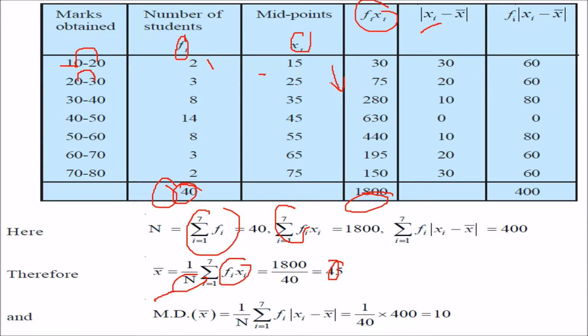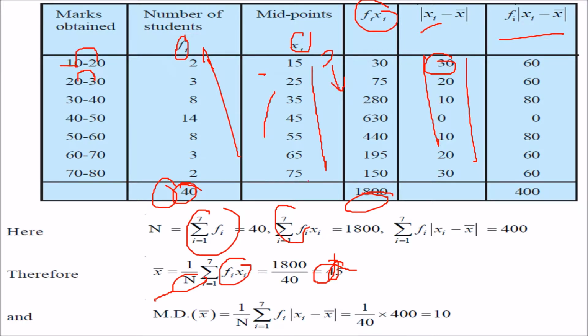Now, this x bar, 45, you have to subtract from all the members xi, these members. So 15 minus 45 is 30, like this. 45 minus 15 is 30, and you have got xi minus x bar. Now fi into xi minus x bar means this column multiplied by this whole column, and after this, see that the summation is nothing but 400. The summation divided by capital N, which is our 40. This is your answer.